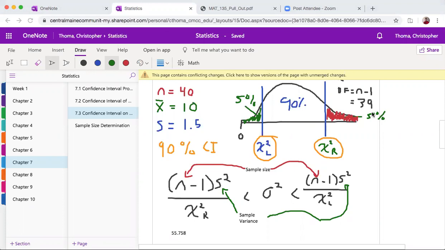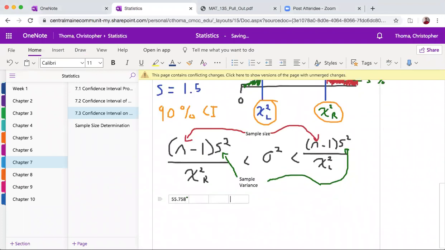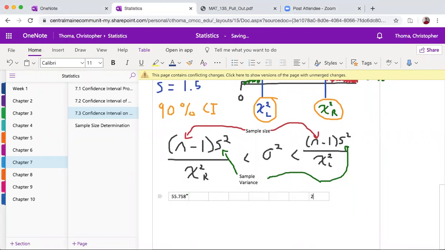So if there's 5% to the left, there is 95% to the right. So now I go to 40 again. I find 0.95. And I get an answer of 26.509. Right, so does everyone agree with those numbers? I said 509, but I didn't type 509. Thank you. 509.